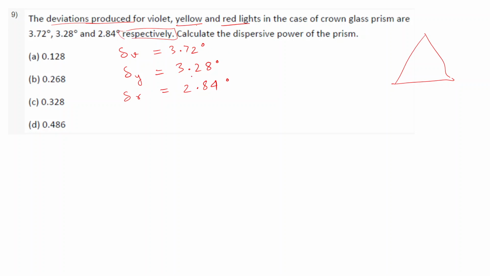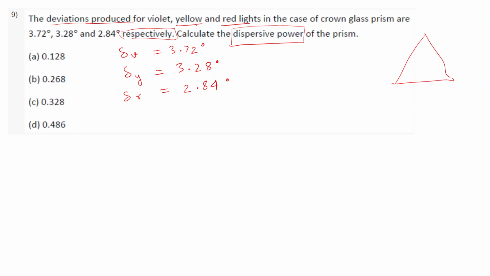As you can see here, deviation is minimum for red light and maximum for violet light. Why? Because wavelength is higher for red light and less for violet light, and refractive index changes according to wavelength, and that's why the deviation also changes. So the question is, calculate the dispersive power of the prism. Here we have to calculate not just the angular dispersion but the dispersive power of the prism.